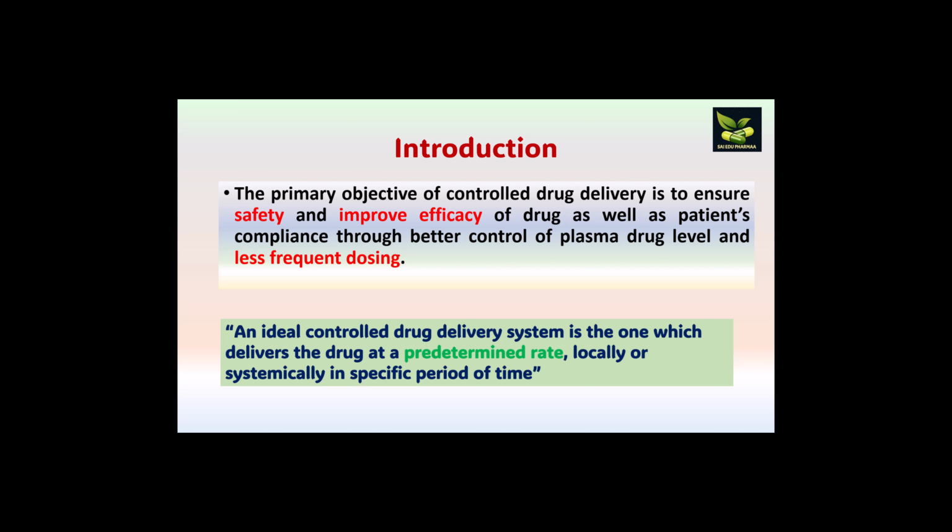So when we summarize, an ideal control release system is the one which delivers the drug at a predetermined rate locally or systemically in a specific period of time. So basically we not only control the quantity but also the rate and the site of the medication that will be achieved in the particular site of the body.